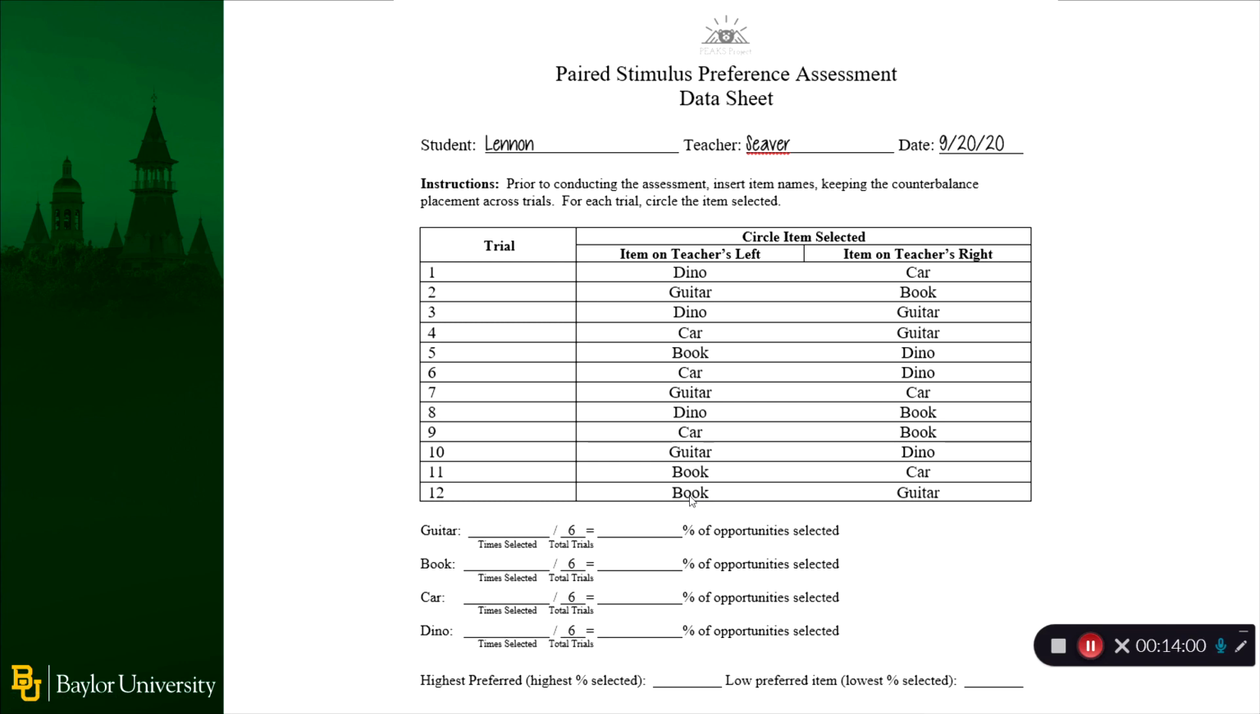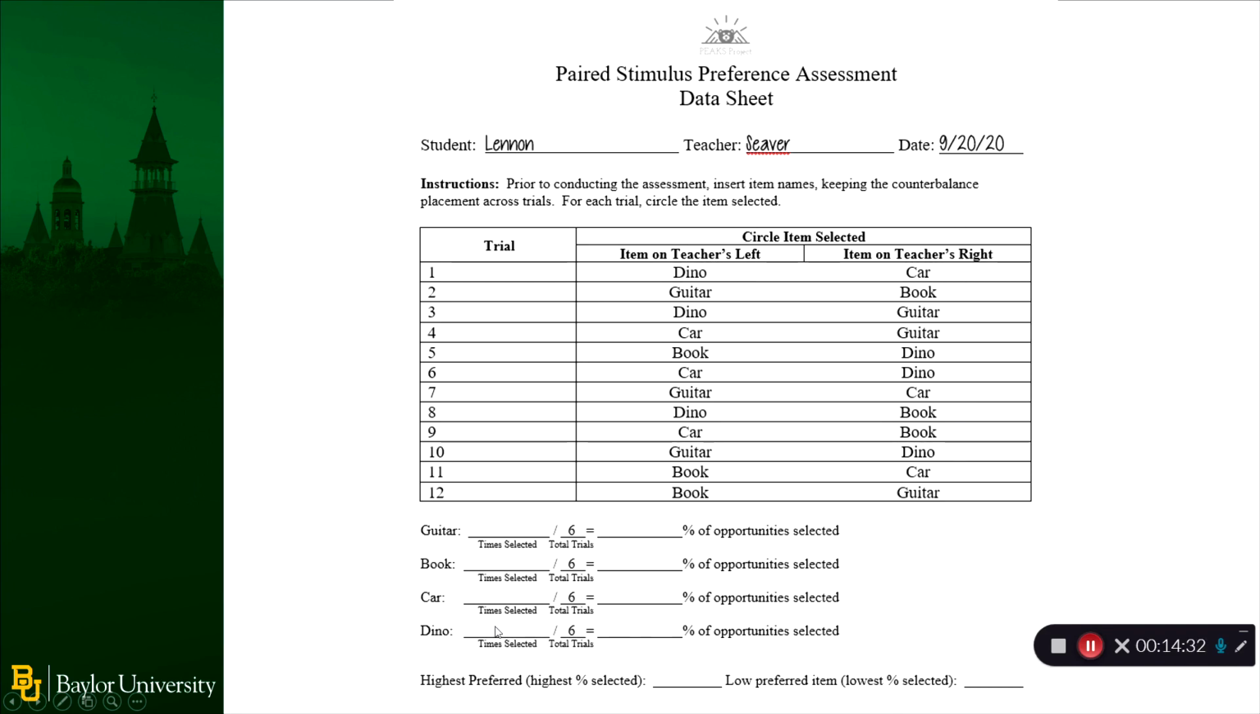And if you have more than 5, you'll need to add 2. The thing that's important to remember is that guitar needs to be paired with book, car, and dino. And for each presentation, the guitar needs to be on the left once with the book on the right. And then you need to flip-flop it with the book on the left and the guitar on the right. So you need to do that with every paired presentation. So that presents us with 12 presentations. And we have here the items that should go on the teacher's left and on the teacher's right.